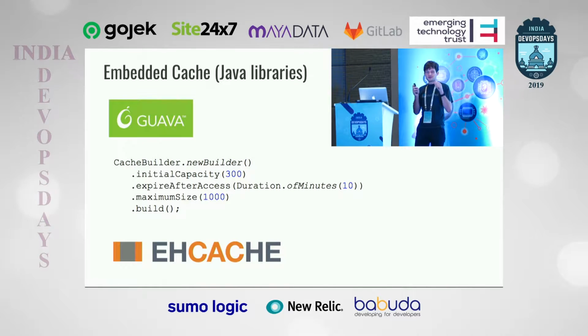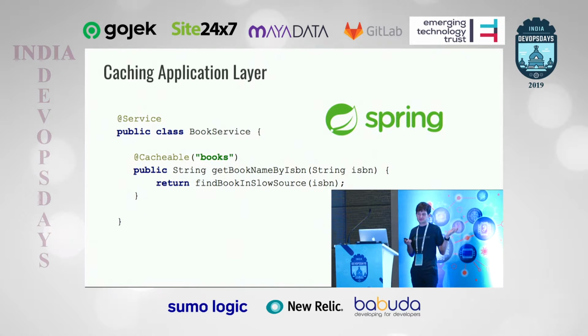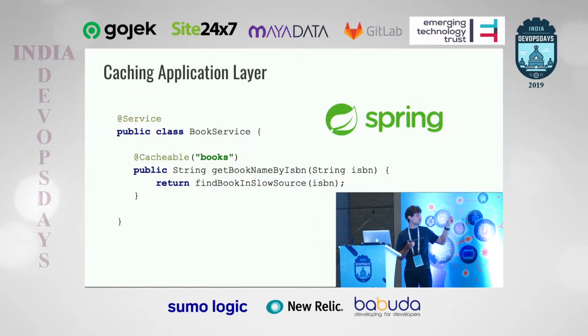We could even think about not doing all this caching logic, but go one layer higher and put the cache into our application layer, into our framework, like, for example, Spring. So instead of using just a library, you can use the whole framework, one annotation in Spring, and every call to this method will first check if the value is cached, then return the cached value. If not, execute the find book and slow source method.